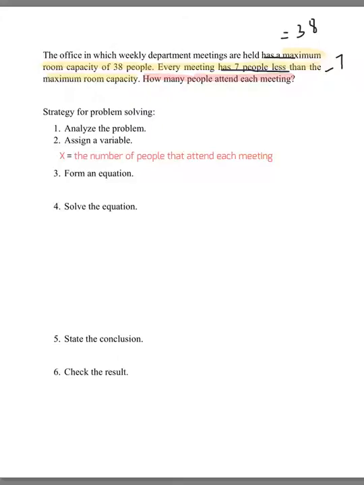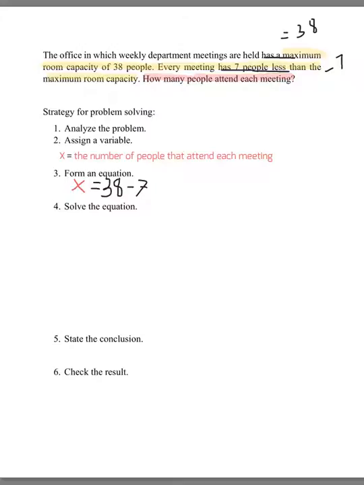So now I believe we have enough information to create our equation. How many people attend each meeting? That's represented by the number x. And we want to know what x is equal to. Well, we know that every meeting has 7 people less than the maximum room capacity. So if the maximum room capacity is 38, and the number of people that attend each meeting is 7 less, we just simply have to subtract 7 from 38. And that's going to be our equation.